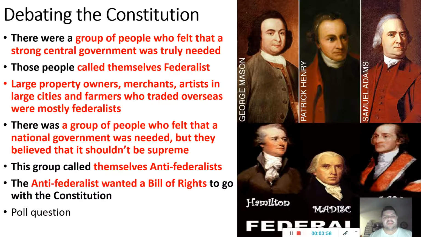The Anti-Federalists' main focus was on the idea that there is no Bill of Rights. There's nothing on paper that says these are your rights as a citizen. Now, as you can see on the bottom, I put poll question because that was the time I asked you guys if you knew who these guys were: Hamilton, Madison, Jay, George Mason, Patrick Henry, Samuel Adams. We did that in class, so you don't have to worry about that.